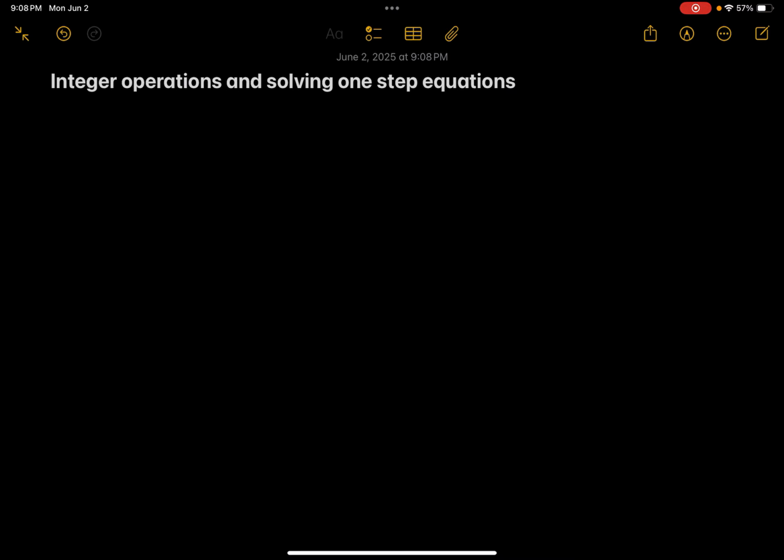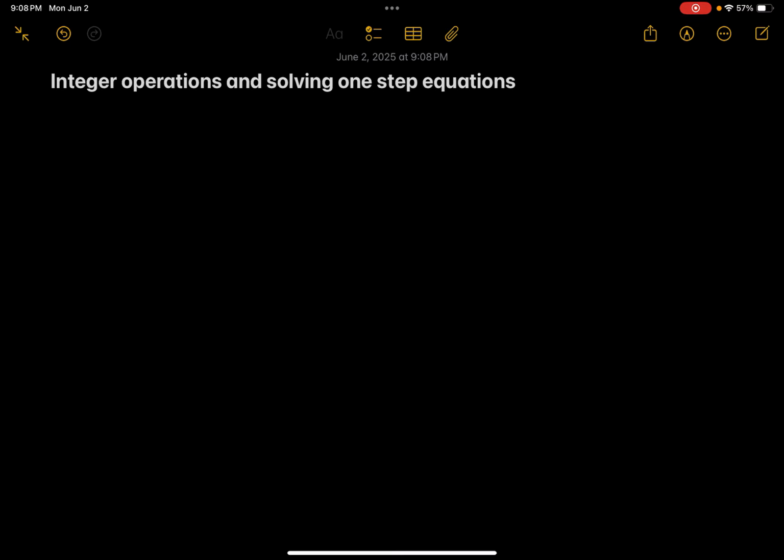Today we're going to be talking about integer operations, and we're also going to be solving one-step equations. So let's start with what are integers? Well, integers are positive and negative whole numbers. What are whole numbers? Well, whole numbers are like 0, 1, 2, 3, 4. Basically, they are numbers which are not decimals and not fractions.